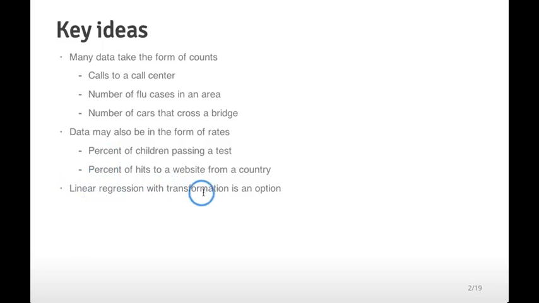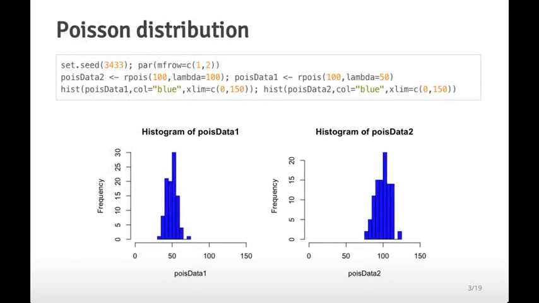Linear regression with a transformation is always an option in these cases, and sometimes it can be just as useful as using these more sophisticated techniques, but the sophisticated techniques are probably the default that people use when they see count data. So we're going to be using the Poisson distribution to analyze these data, and so I thought I'd just do a very quick refresher on the Poisson distribution.